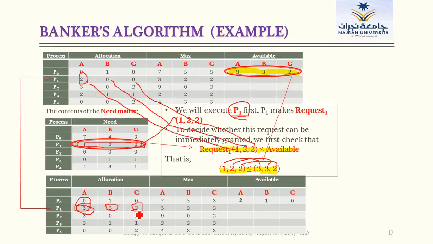Okay. So what is the first step? You need to check this condition, that request must be less than or equal to available. If this condition is true, then you will execute the process, otherwise no. Okay. Now what is the next step? When the request is fulfilled, P1 will finish his work and he will release the resources. Also, let's check the available.